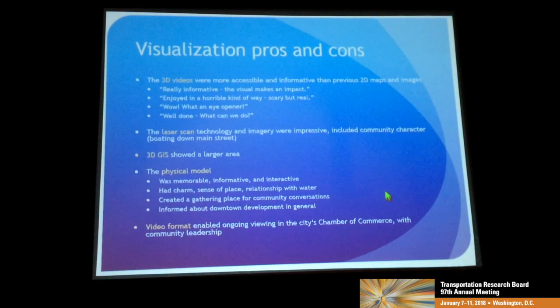So the main findings are that the 3D visualizations were more accessible and more informational than the typical 2D maps. The laser scan added imagery and was very impressive. The 3D GIS was useful because it added context, and the actual physical model was memorable, informative, and interactive. It gave them a sense of place. It had them gather together and discuss the issue. And the video format was useful because it was portable.